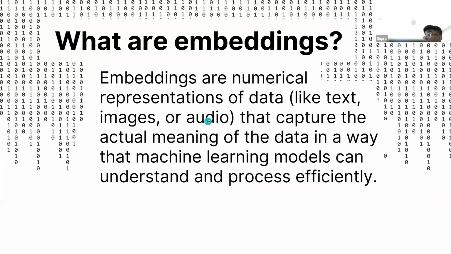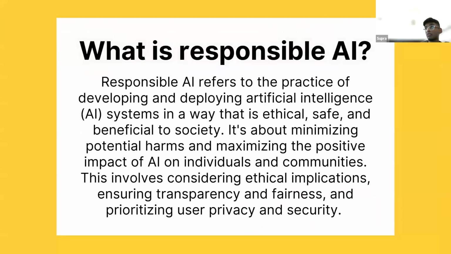Then we talked about what embeddings are, which are just a numerical representation of data that capture the actual meaning of data in a way that machine learning models can understand and process efficiently. An example of this would be binary, because computers can understand binary. We talked about what responsible AI is: minimizing harm, transparency, fairness, the environment, privacy and security, considering ethical implications, all of that.